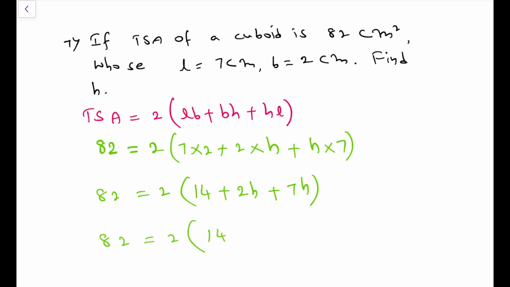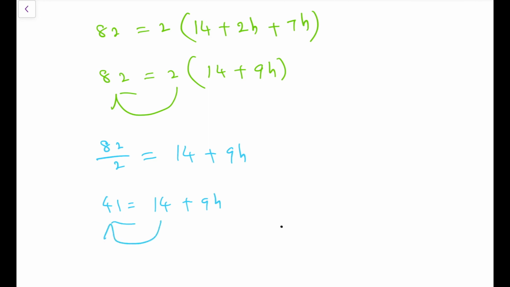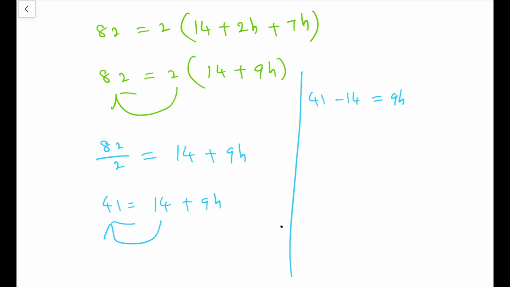82 equals 2 times (14 plus what is the value of 2h plus 7h? 7 plus 2, 9. So 9h). Take this 2 to this side. Here it is multiplication. If you take it to another side, it will become division. 82 divided by 2 equals 14 plus 9h. 82 by 2, 41 equals 14 plus 9h. Now take this plus 14 to the left side, then it will become minus 14. 41 minus 14 equals 9h. What is the value of 41 minus 14? 27 equals 9h.